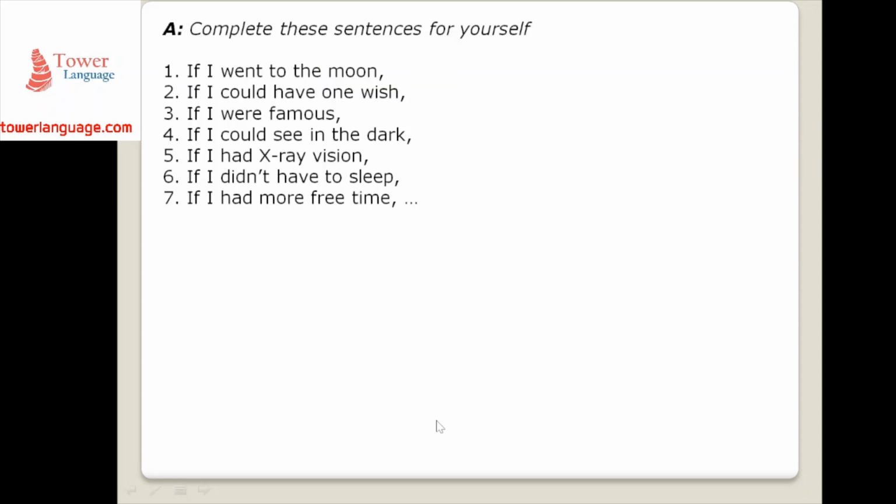Now you can maybe consider doing this for homework. Just complete these sentences for yourself. If I went to the moon, then I would... What would you do? If I could have one wish, what would you wish for? If I were famous, what would you do if you were famous? If I could see in the dark, possibilities are limitless. What would you do? Etc. Try and do this for homework.